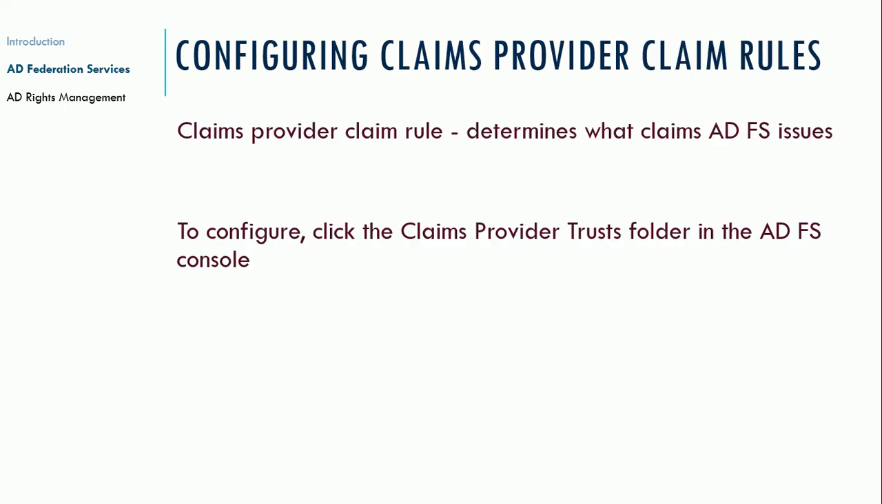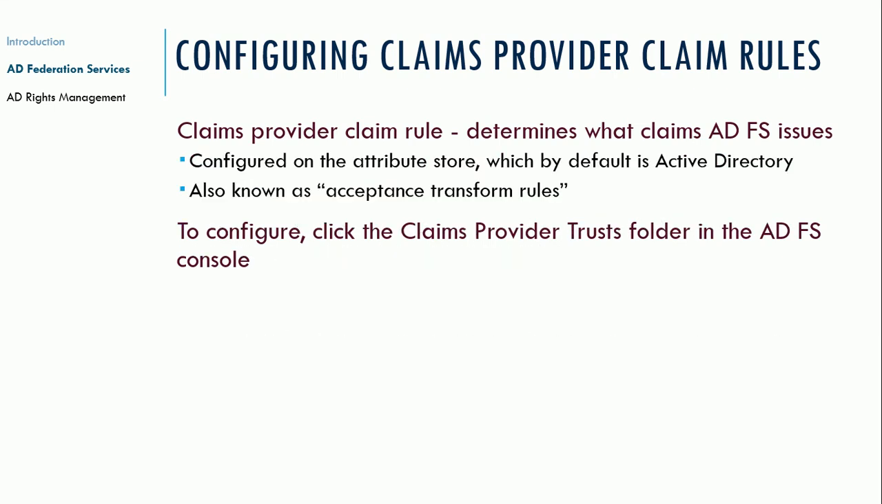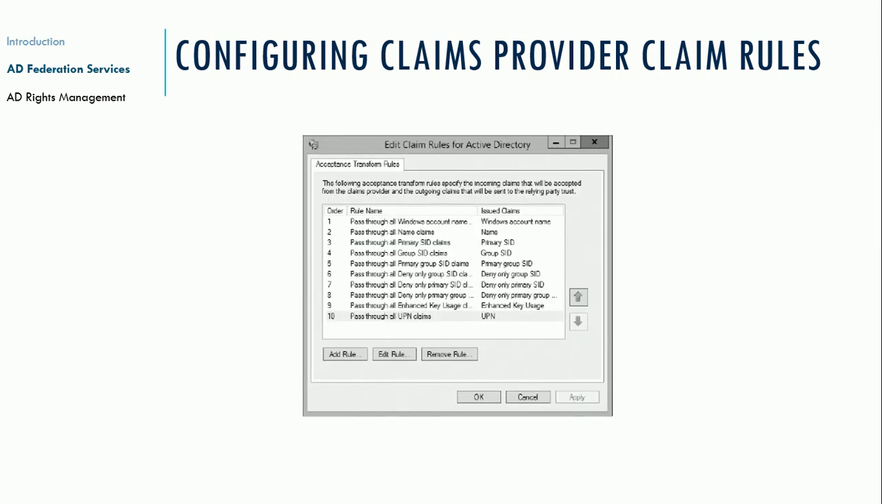And then configuring claims provider claim rules. A claims provider claim rule determines what claims ADFS issues. This can be configured on the attribute store, which by default is Active Directory, also known as acceptance transform rules. So to configure, you're going to click the Claims Provider Trusts folder in the ADFS console, and in the middle pane, right-click AD and click Edit Claims Rules. And this is what it's going to look like.